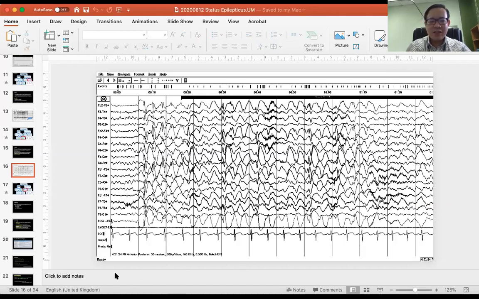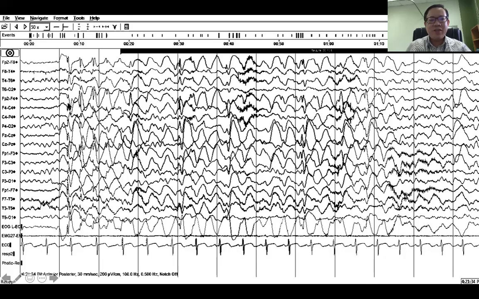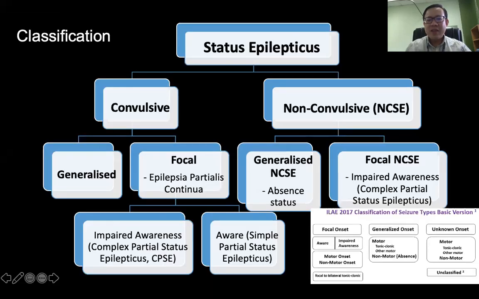So let's do this. This is the third case. What happened in this patient is that you can see spike and wave on the right side as well as on the left side. And then it's continuous, it's 3 hertz, 1, 2, 3 in 1 second. So which one do you call this? The patient has no more jerks, no more generalized tonic-clonic seizure, it's only before the EEG. So is it convulsive or non-convulsive?